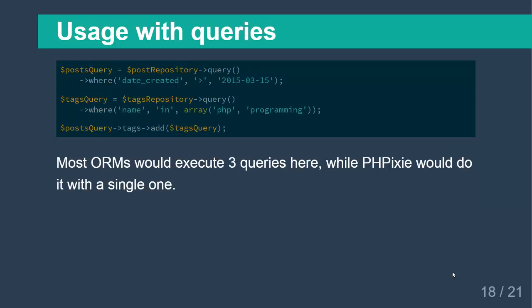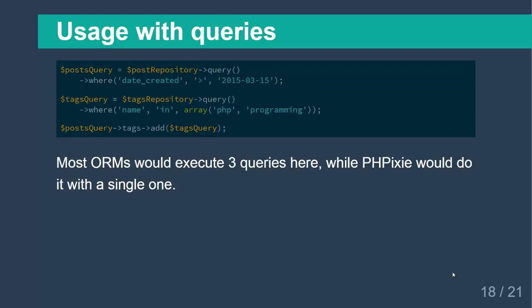Now, let's look at this example where we try to bind many-to-many relationships, where we try to bind a lot of posts to a lot of tags. So as you can see here, a query has the same relationship properties as the entity has, and we can add the tags query to a post query's tags.